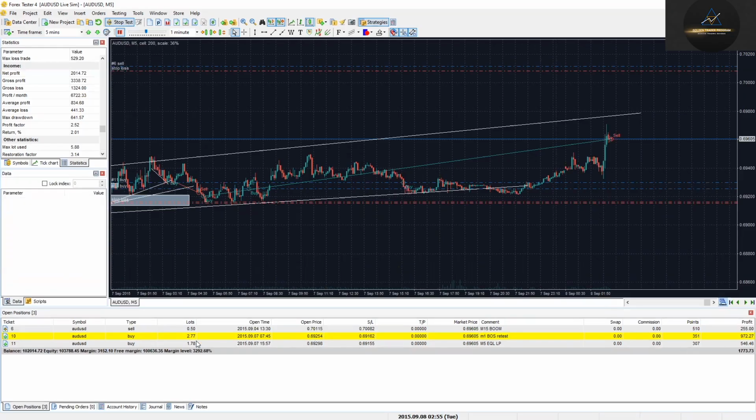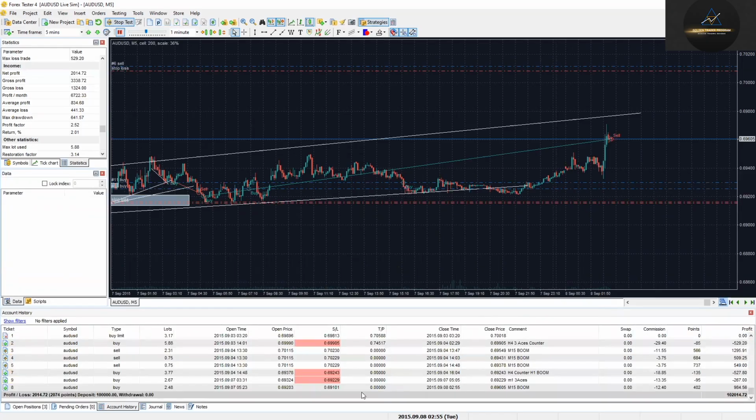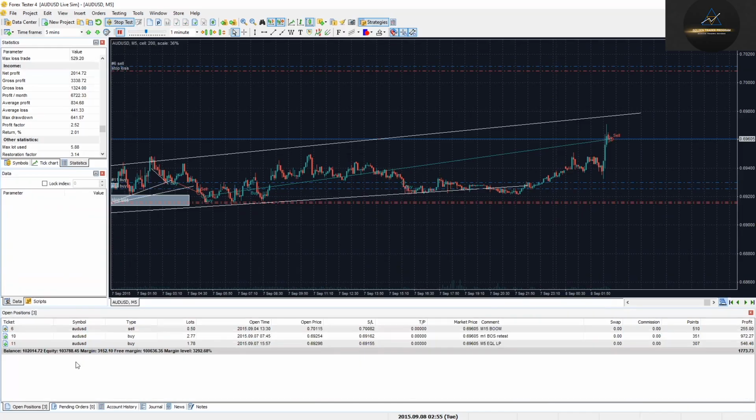So how many lots was that? How many lots did I just close? That was, let's call it, 2.5 lots. And we've got another about 4 lots. So that was about 5, 6 lots. I've just closed 2.5. Okay. Let's see what happens next.